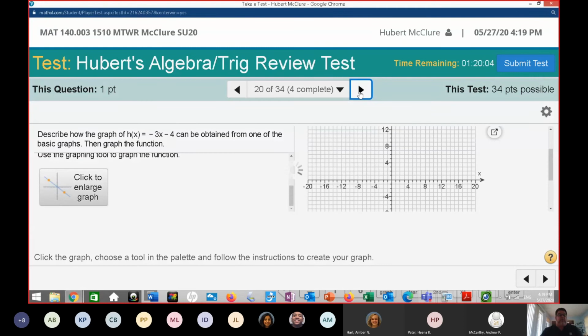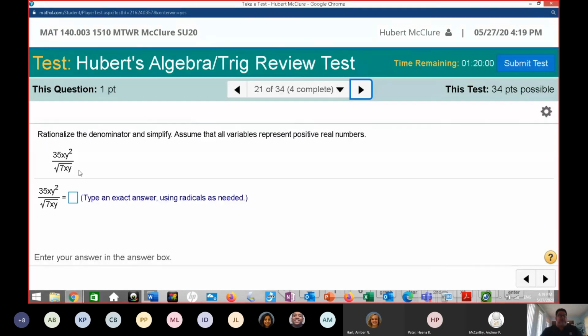Rationalize the denominator. So I'm going to multiply by 7xy, because I'll have a perfect square, and multiply by 7xy up here, the square root of 7xy.